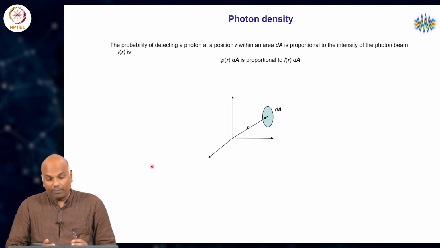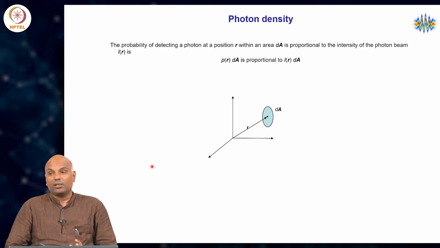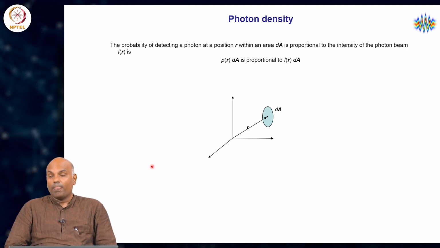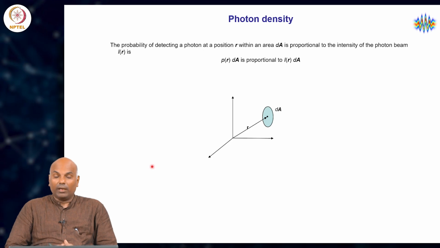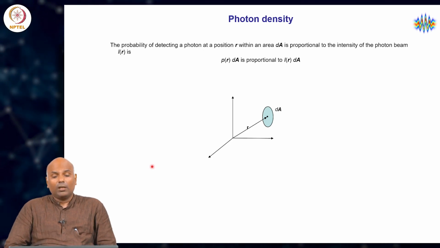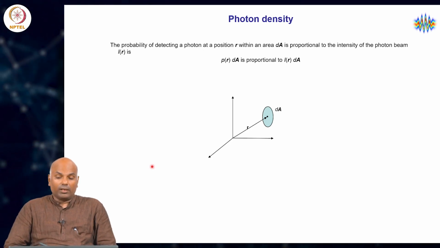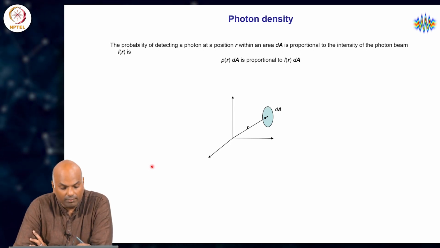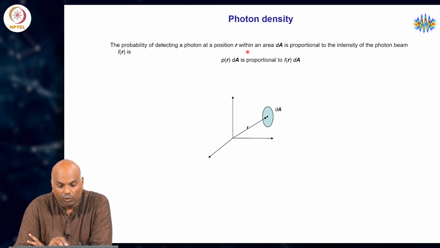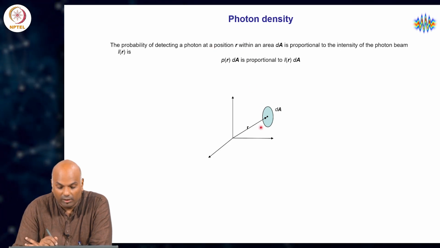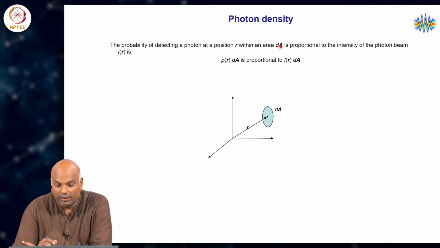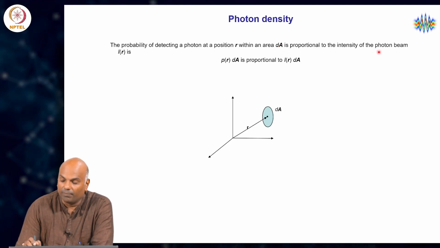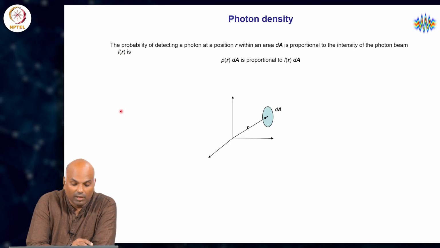Now, okay, in the previous lecture we discussed the concept of photon density. So, let us take it forward from here as to what we mean by photon density and concepts thereof, right. The probability of detecting a photon at a position r within an area dA is proportional to the intensity of the beam. Okay, the intensity of the beam is I of r.